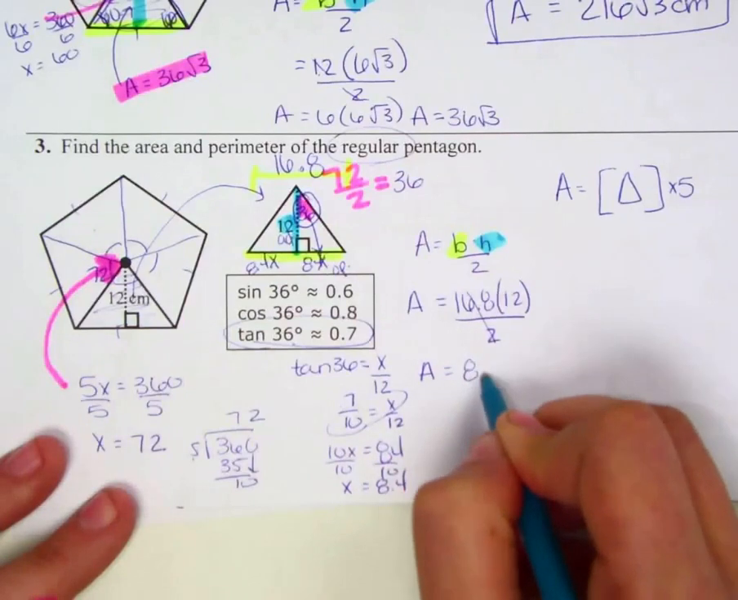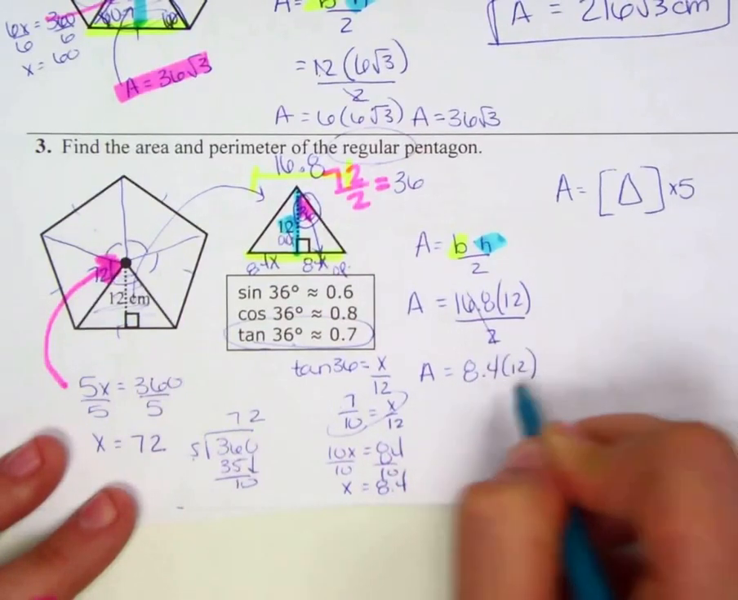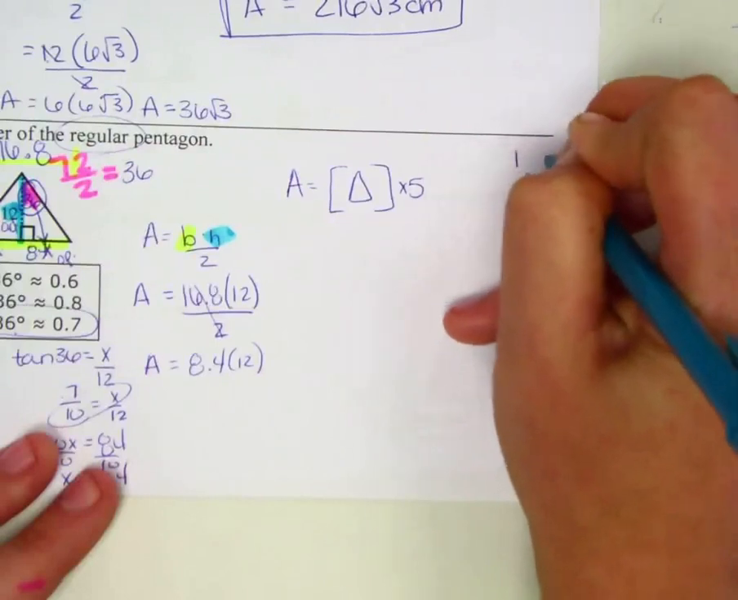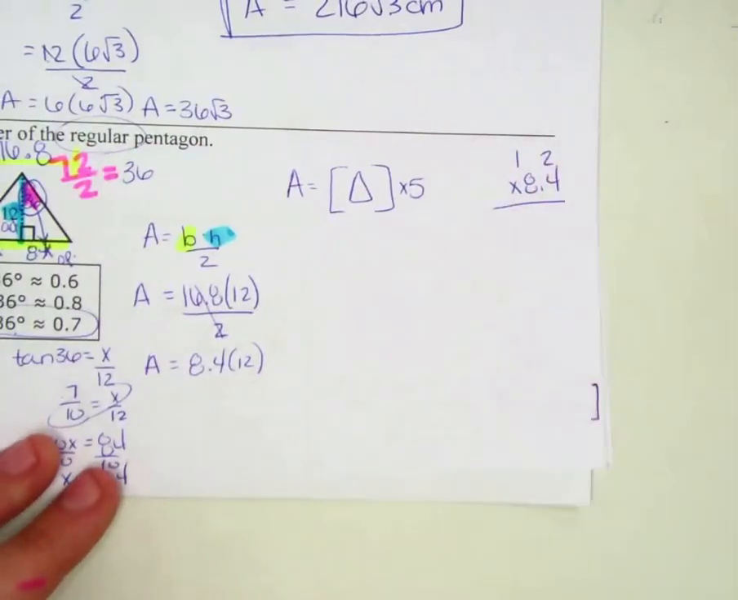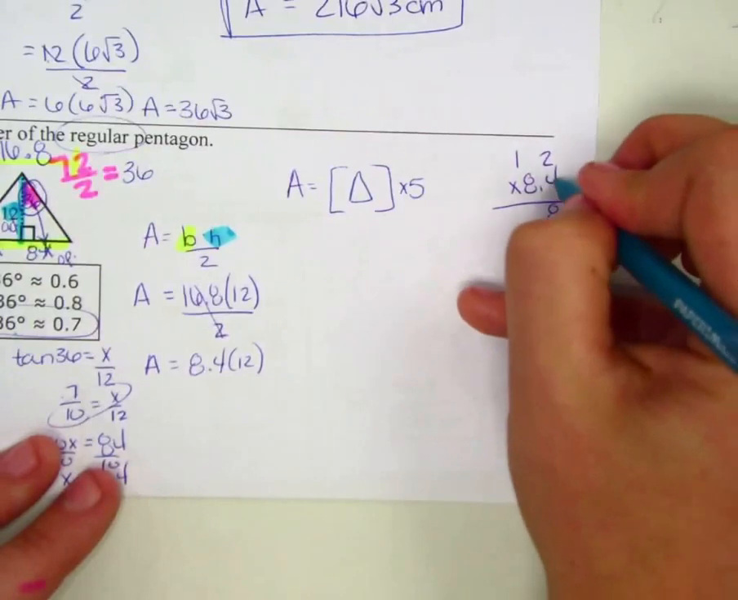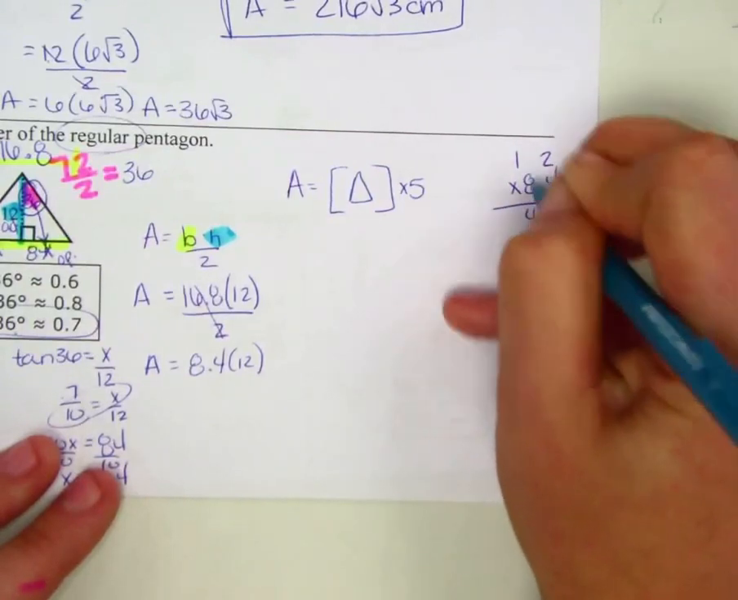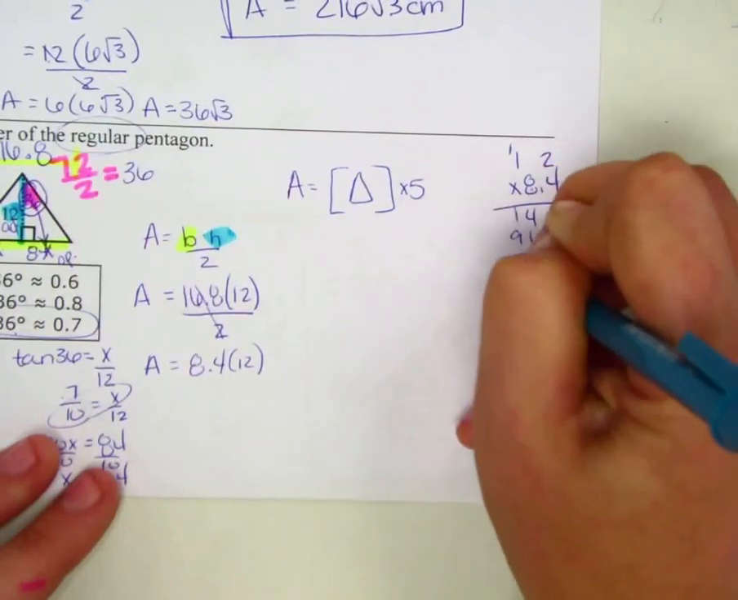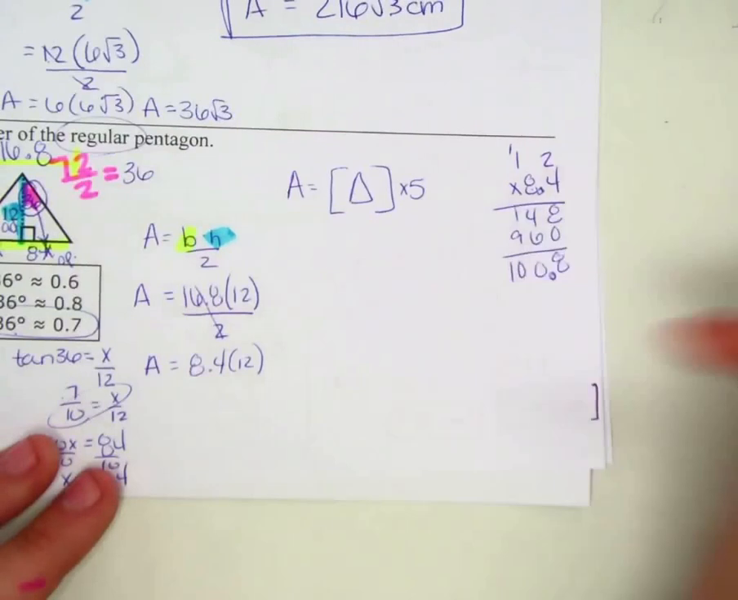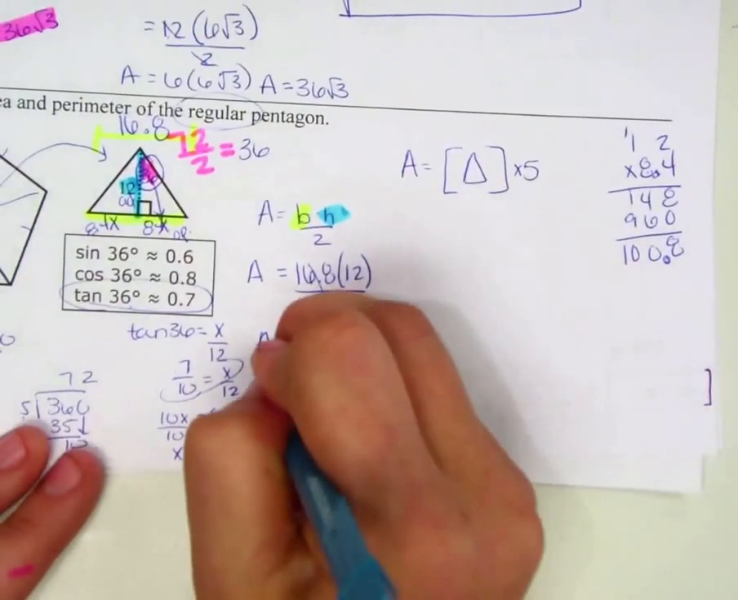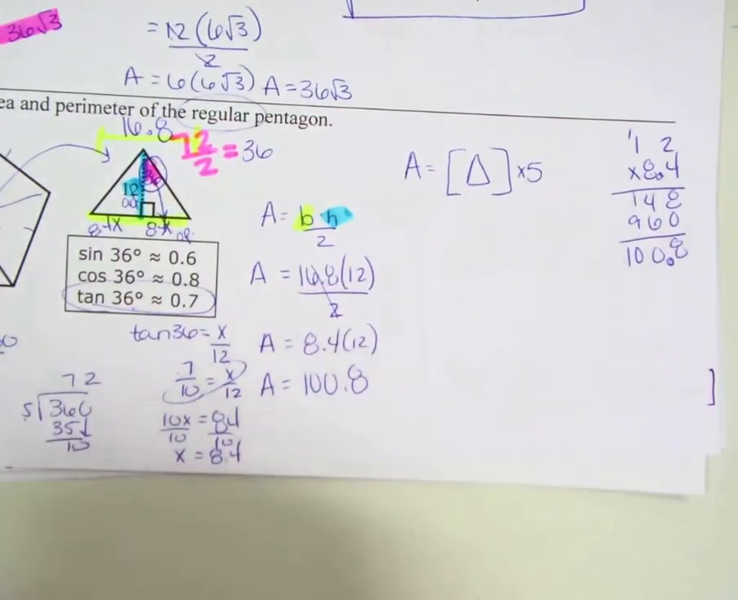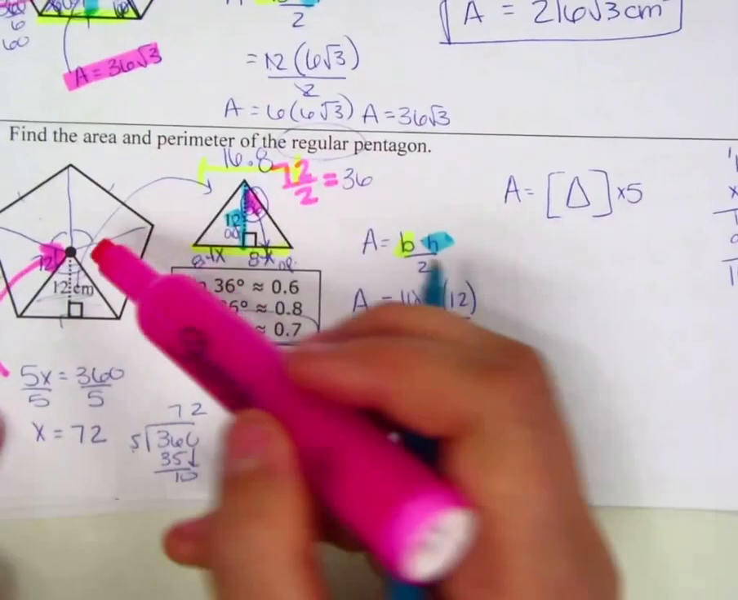I'm going to choose to divide this by 2. 16 divided by 2 is 8. 8 divided by 2 is 4. Go to the side and do some scratch work. I'll come way over here. 8.4 times 12. So we're going to do 4 times 2, which is 8. 4 times 1, which is 4. 8 times 2 is 16. 8, 9. Move the decimal place over 1. So 8.4 times 12 is 100.8. That is the area of this entire triangle.